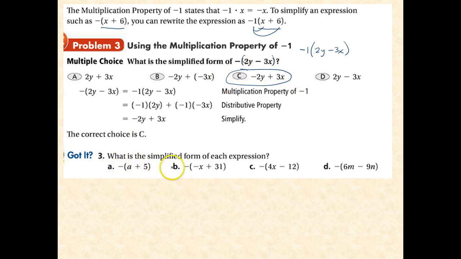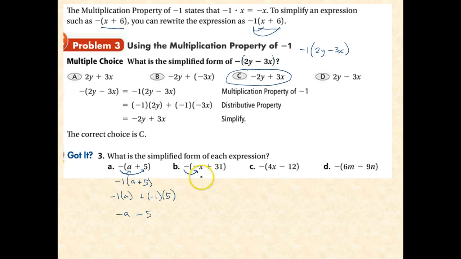So pause and see if you can simplify these bad boys. Push play when you're ready to see them done. Alright, A. This is -1 times a plus 5. -1 times a plus -1 times 5. And I get -a minus 5. So another way to think about it is that the negative sign gets distributed. -a, -5. So how do we do that here?